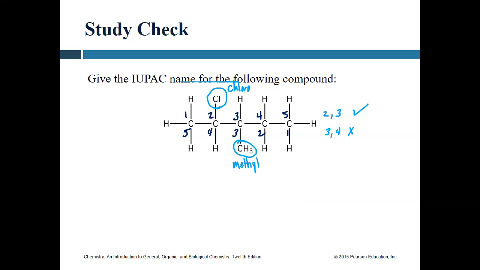And so from there, we would name them in alphabetical order. So chloro comes before methyl. So we have 2 chloro, 3 methyl, and this is a 5-carbon chain, pentane.